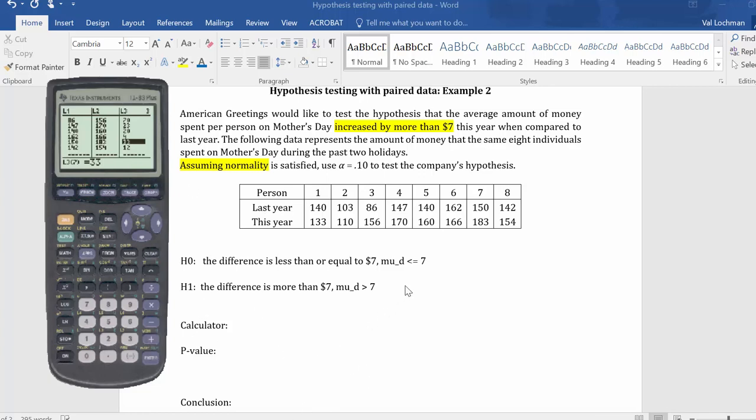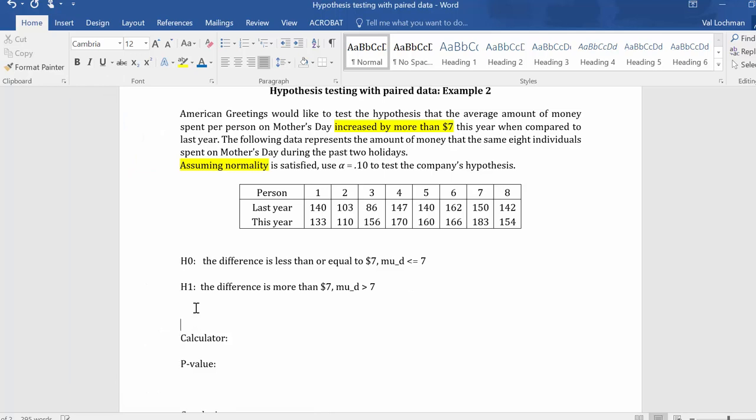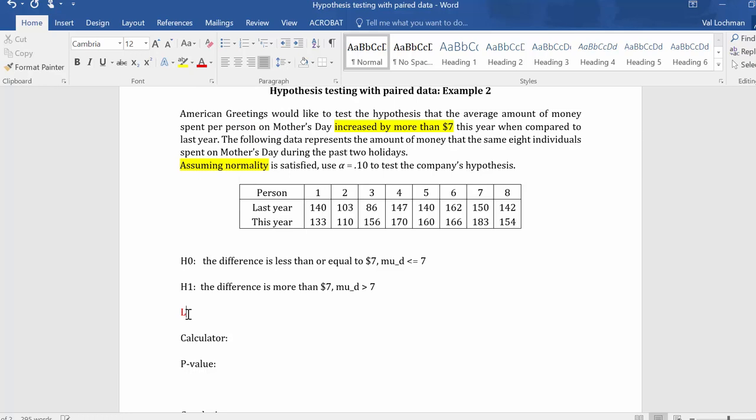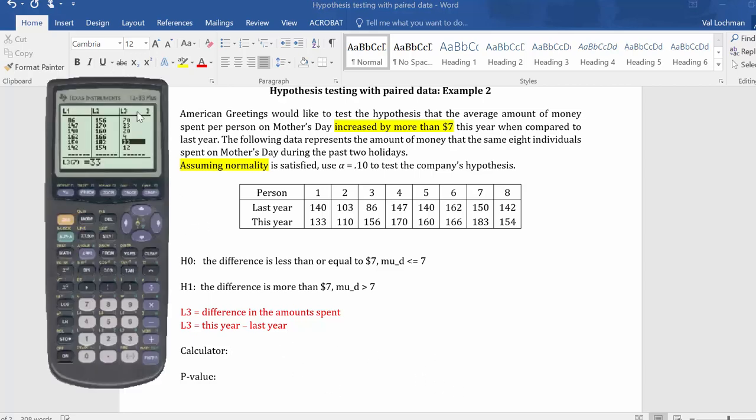Okay, so I'm actually going to make a note over here, and I'm going to make it in a different font. Let's make it red to emphasize that L3 is the difference in the amount spent, okay, and L3 is actually going to be L2, or this year, minus last year, okay? All right, so once we do this, we have our spending.